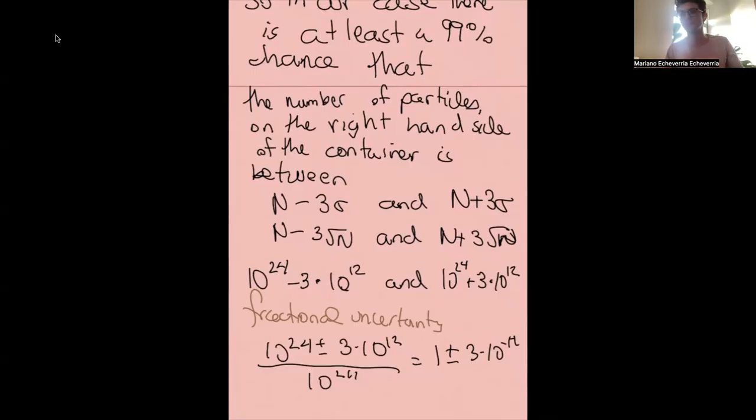It's so unnoticeable that for all practical purposes, the number of particles on the right side of the container is more or less roughly always half the number of total particles, because adding 10 to the 12 plus or minus a constant times 10 to the 12 is nothing. Is that making sense?